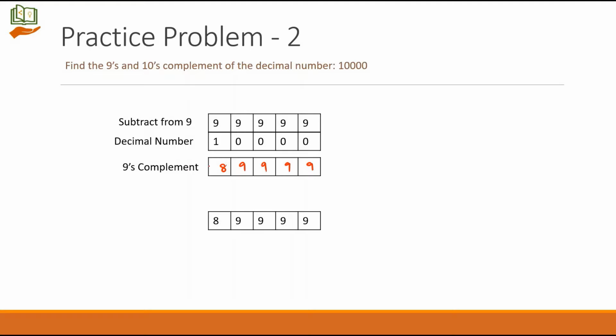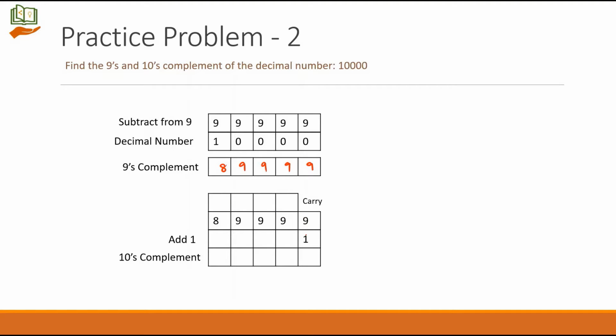Now we have to take the 9's complement and add 1 to it. What will be the answer? 9 plus 1 is 10, 9 plus 1 is 10, 9 plus 1 is 10, 9 plus 1 is 10, 1 plus 8 is 9. So this is the 10's complement. Shall we check it the other way? How many digits are there? 1, 2, 3, 4, 5.